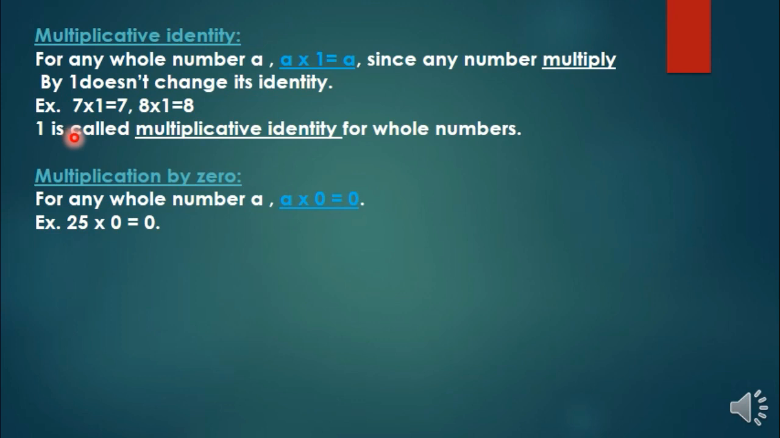Understand, children? Now, let's see the next property, multiplication by 0. Now you tell me, if you multiply any number by 0, what will we get? You will get the answer as 0 only. Okay, means for any whole number a, a multiplied by 0 is equal to 0. This property is called multiplication by 0.